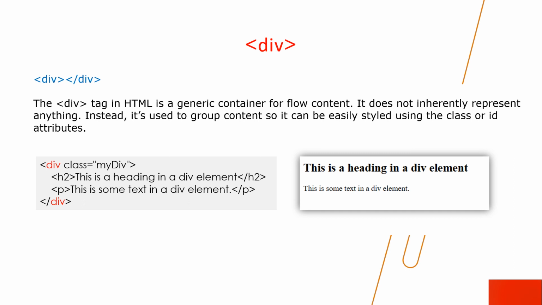Here's an example. In this example, the div tag is used to group a heading and a paragraph together, which can then be styled using CSS. Please note that by default, browsers always place a line break before and after the div element.